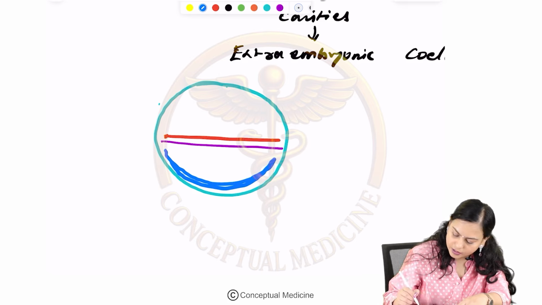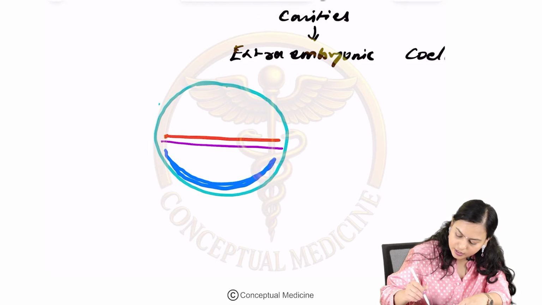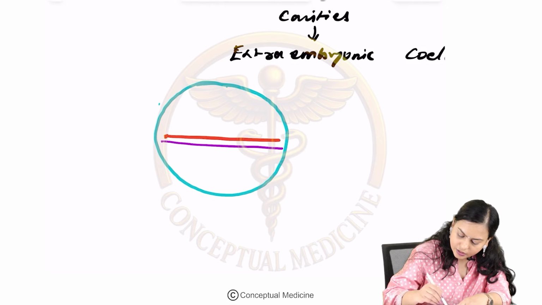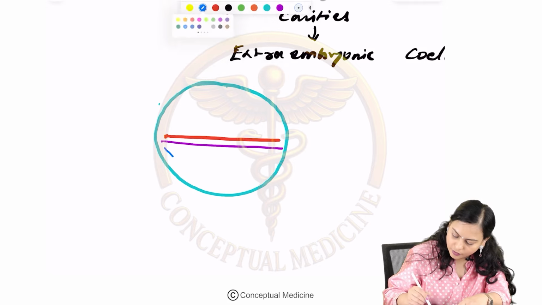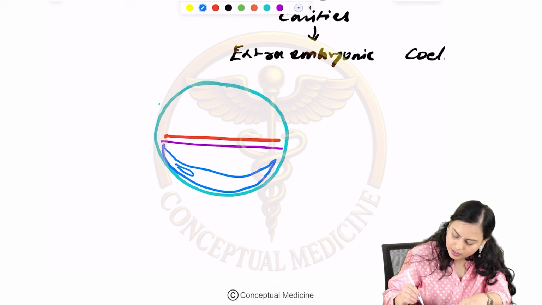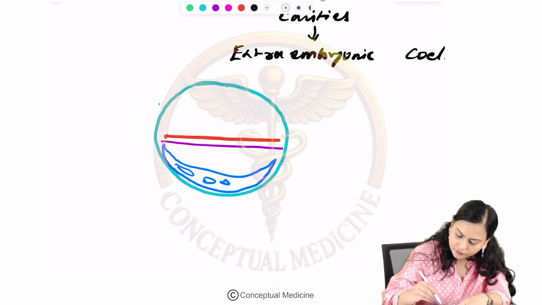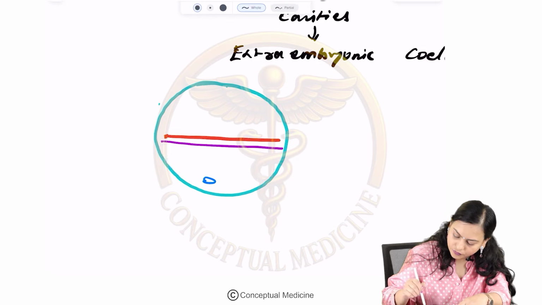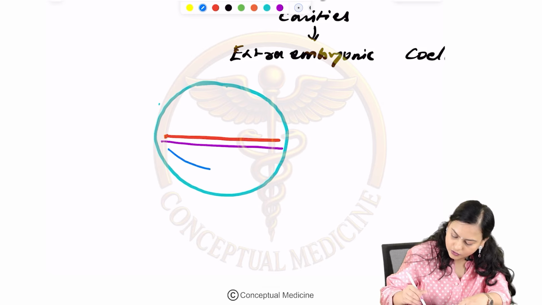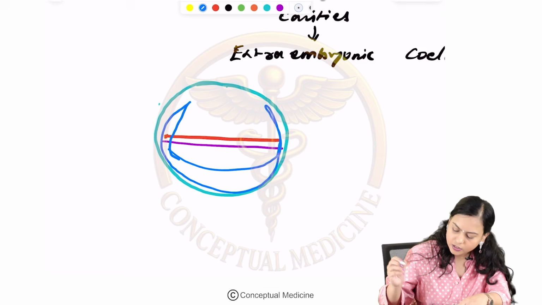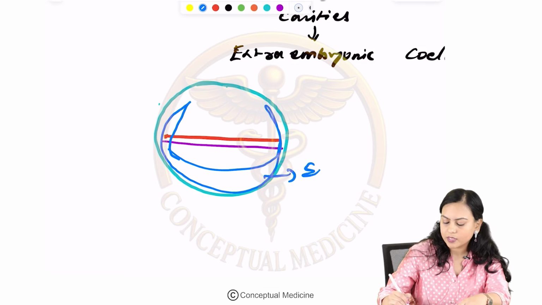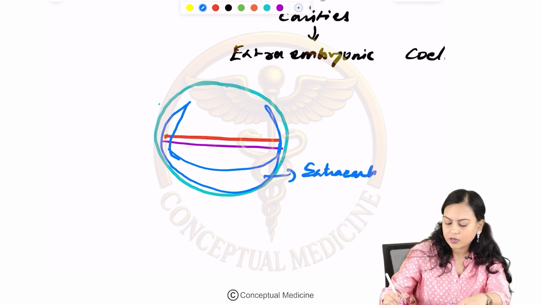Now what happens is, there are numerous cavities that are forming inside this extra embryonic mesoderm. Okay, and all these cavities will fuse together to form the lacuna. Okay, so it will be like this. So it will be forming a huge lacuna. So this will be known as the extra embryonic coelom.